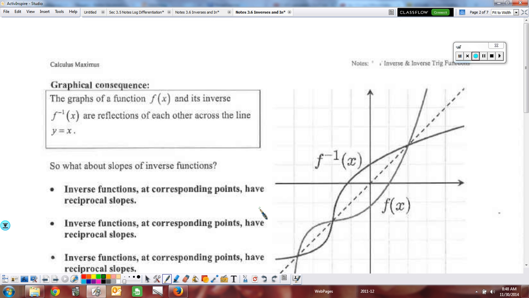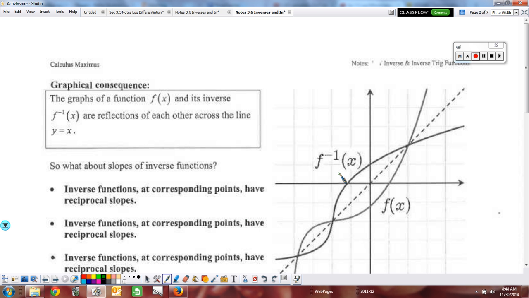All right, now here's what we're going to talk about in theory a little bit, just to give you an idea of what is really happening when you do the inverses and what happens to the slopes of their tangent lines.